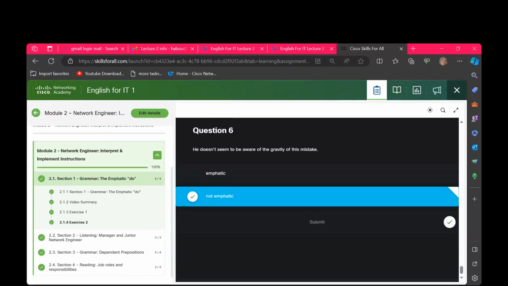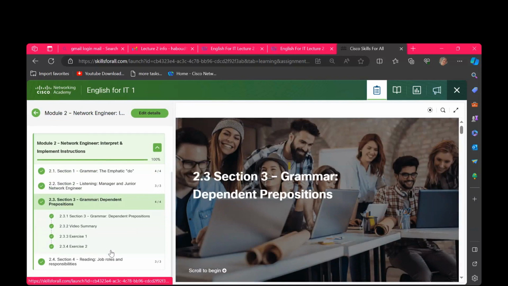Okay, so this is section one, grammar, the emphatic do. Let's move to the second grammar lesson, and this is a very interesting one, which is about the dependent prepositions. Dependent prepositions. Okay.